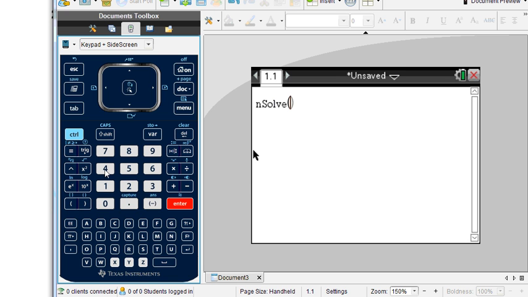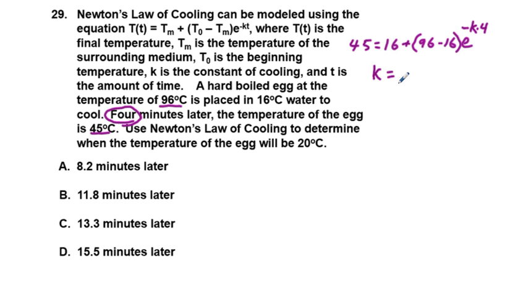So the equation is 45 equals 16 plus, open parentheses, 96 minus 16, times e to the power of negative, we'll say 4x. Remember we had negative k times 4, we'll say 4x. And then we go to comma x. So we just double check, make sure everything is right. It looks like it's right. And we press enter, we get a k value of 0.253683. So we go here and write down k equals 0.253683.